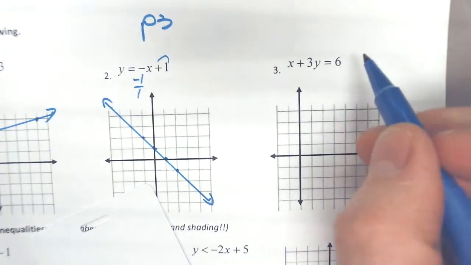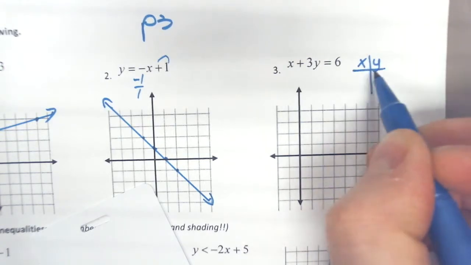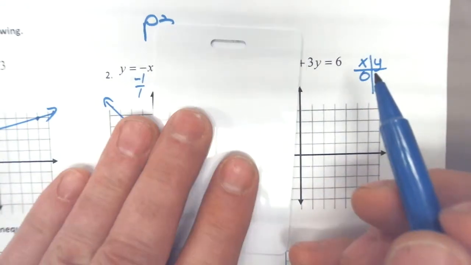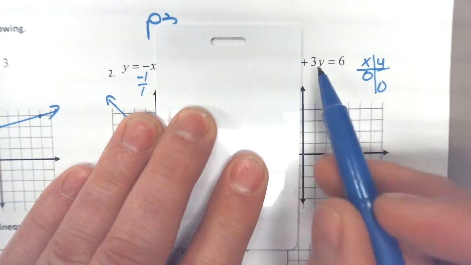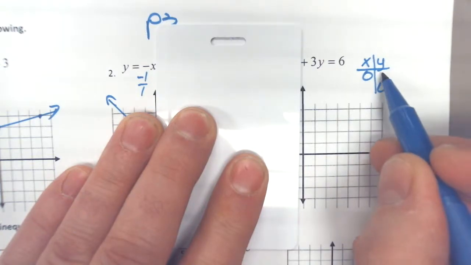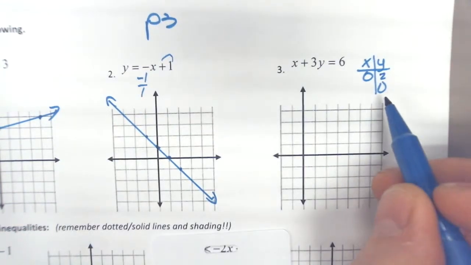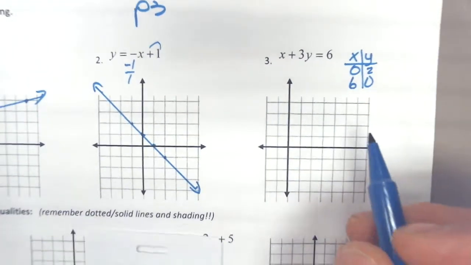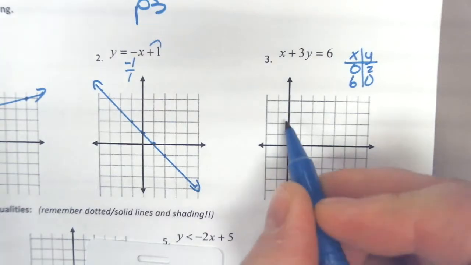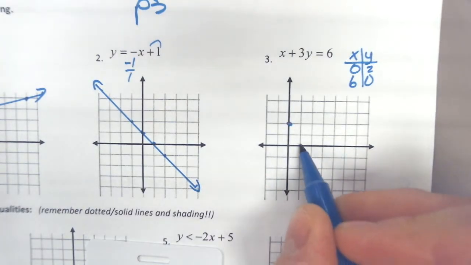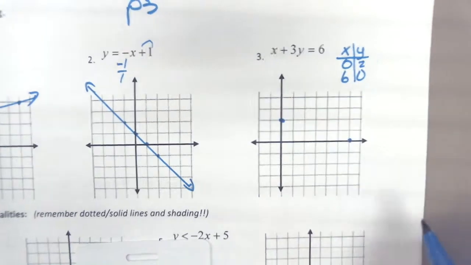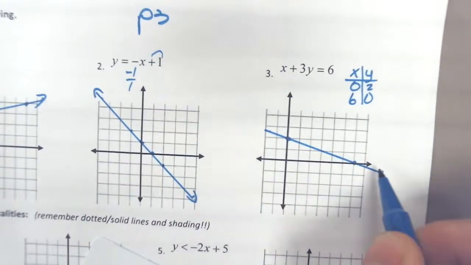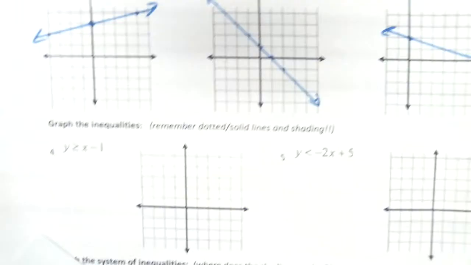Number 3 is in standard form, so I'm going to make my little table with my x and y intercepts. If x is equal to 0, I get 3y equals 6, divide by 3, divide by 3, I get y equals 2. And if my y is equal to 0, I get x equals 6. Graphing those 2 points, I get (0, 2) right there, (6, 0), 1, 2, 3, 4, 5, 6, 0. And then we play dot to dot. And there's the graph for number 3.